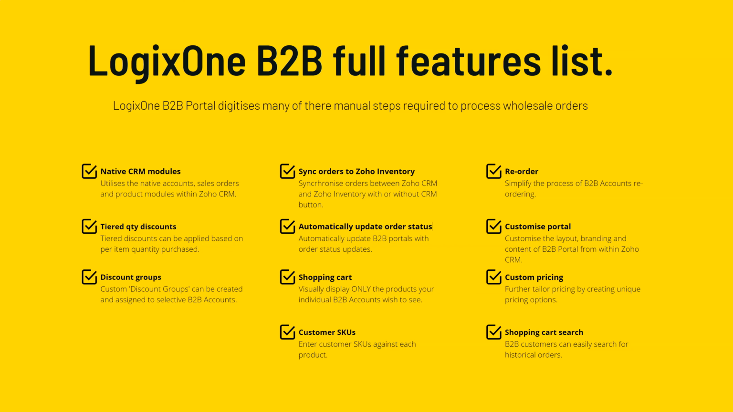The shopping cart visually allows the customer to select the products that they want to see, not every product that you sell, at their pricing, obviously. You can associate customer SKUs to the portal so that the customer's part numbers are on there. The customer can simply reorder items. You can customize the portal itself, so colors, layouts, and images, such as logos. You can provide custom pricing, so you can modify the unit prices to whatever you want inside the CRM. And then enable the customers to search in shopping carts, searching for historical orders in the shopping cart.